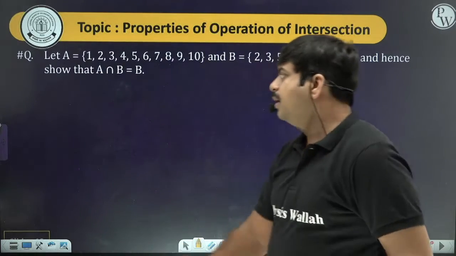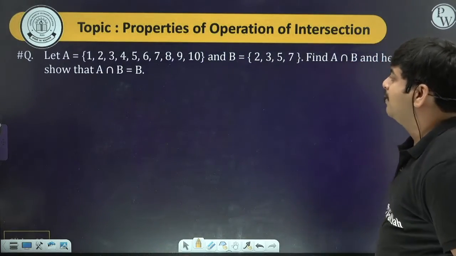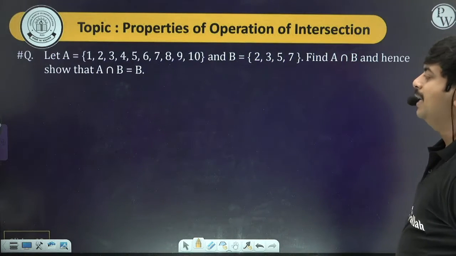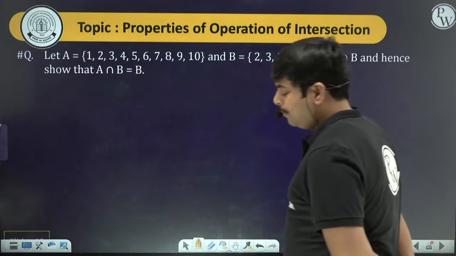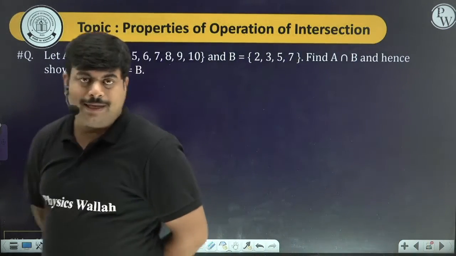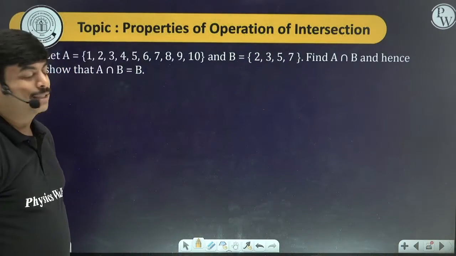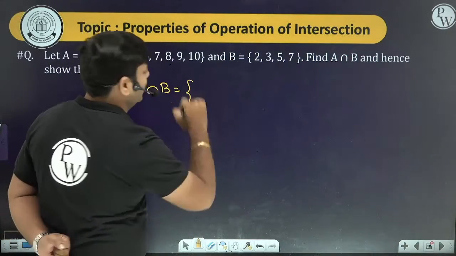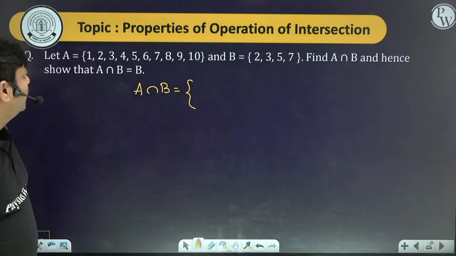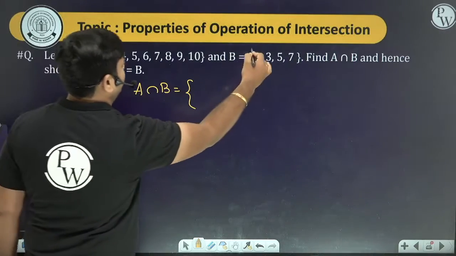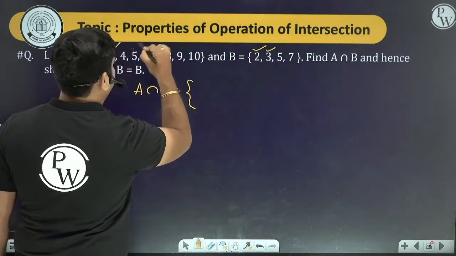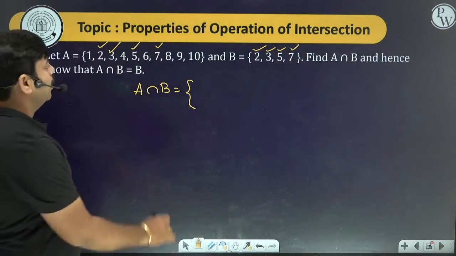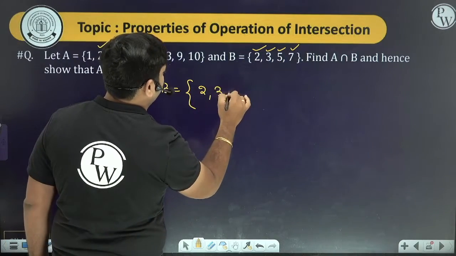Okay, next. Let A is equal to 1, 2, 3, 4, 5, 6, 7, 8, 9, 10. B is 2, 3, 5, 7. Find A intersection B and hence show that A intersection B is equal to B. People, very simple thing. We have two sets A and B. First, let's find A intersection B. A intersection B means all the common elements between A and B. Okay, so you can say 2 is common for both of them, 3 is common, 5 is common, and 7 is common for both the sets. So A intersection B will have 2, 3, 5, 7.